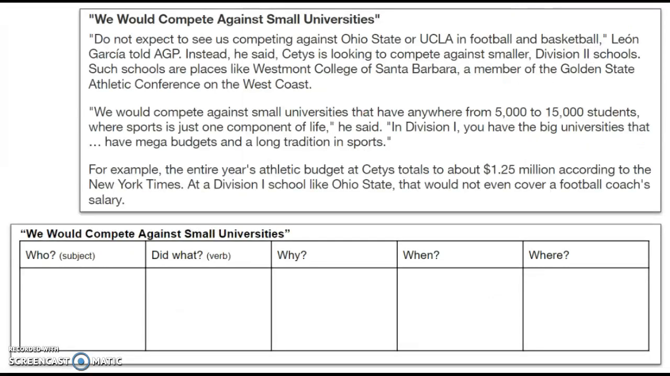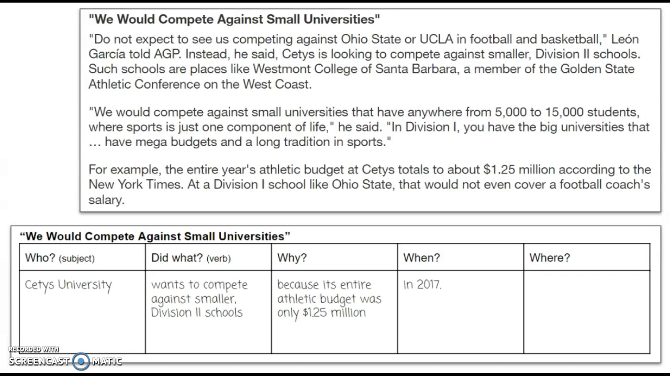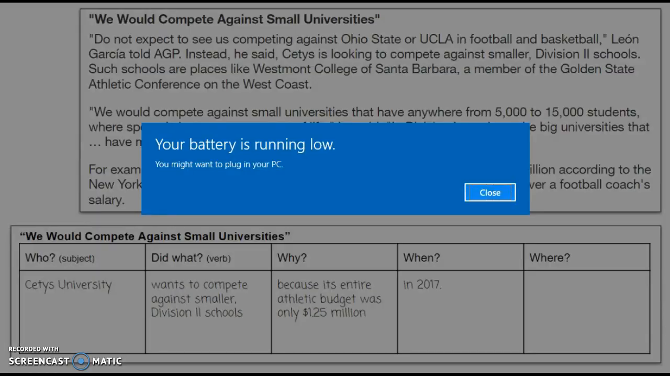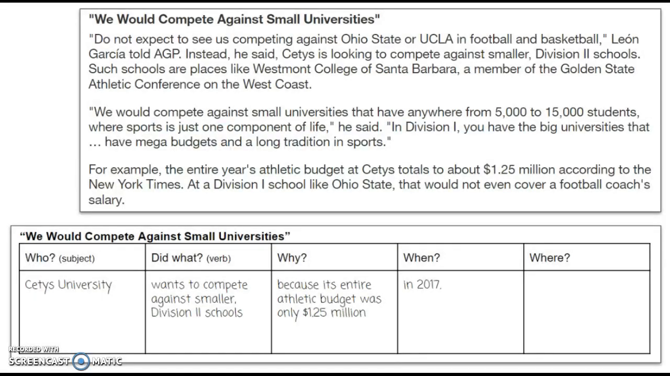For the second section, we would compete against small universities. I would do the same thing. I would read the 3 paragraphs and then determine who or what that section was mostly about, what that person or group of individuals did, why, when, and where. So after reading that, I determined that Cetus University wants to compete against smaller Division II schools. Why? Because its entire athletic budget was only $1.25 million in 2017.